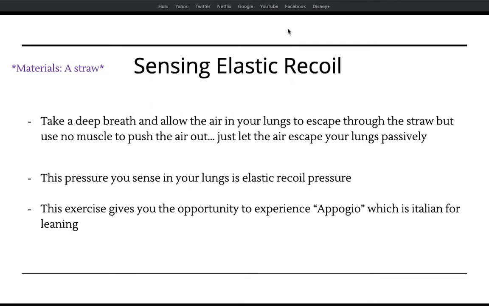This exercise gives you the opportunity to experience appoggio, which is Italian for leaning against the breath. So, what this really means is the combination of feeling air escape your lungs slowly and sensing the pressure behind it gives the impression that you're leaning against your breath. You're not forcing it out. There's no actual leaning of any body part, but it's that easy, steady release of air with pressure that requires minimal muscle effort, that feels more like a lean rather than a push.